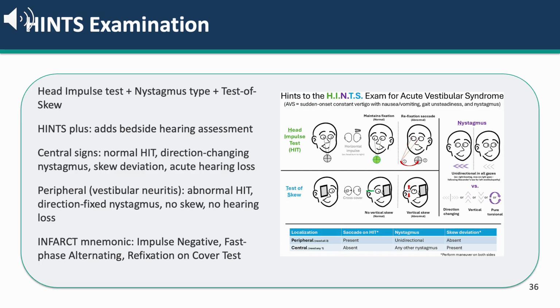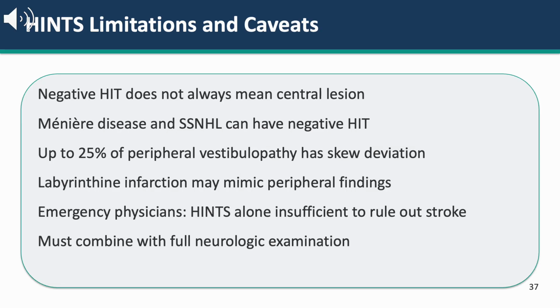The acronym INFARCT helps remember central signs: impulse negative, fast phase alternating, and refixation during cover test. However, clinicians must be aware of limitations. Many patients with acute vestibular syndrome and negative head impulse test results are found to have peripheral, not central lesions. Up to a quarter of individuals with acute unilateral vestibulopathy have a skew deviation. Despite the numerous studies promoting HINTS, the individual elements may be misleading at times.